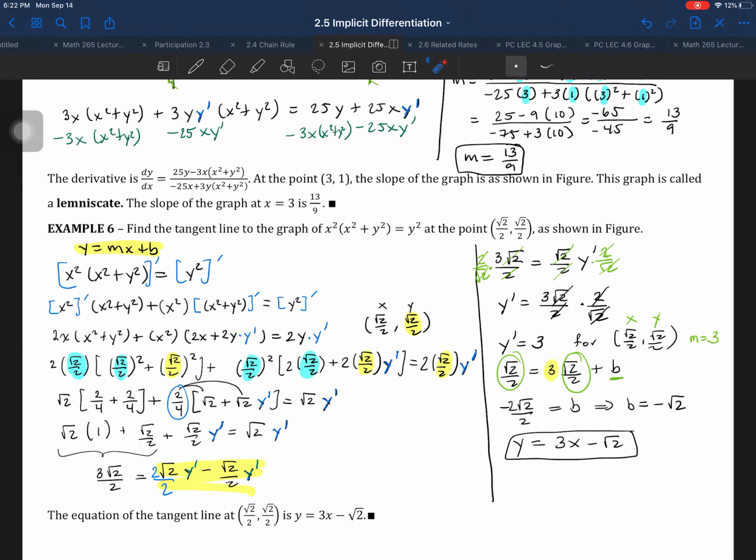The key that you guys want to get from this section is when you're dealing with implicit differentiation, meaning you have an equation that is not solved for y, and you want to find y prime, then you're going to take the derivative on both sides of the equation, and you're going to treat y as a function that you don't know. It's a function of x that you don't know what it looks like. But nonetheless, you're still going to use it, and when you take the derivative of it, you're going to have to use the chain rule.